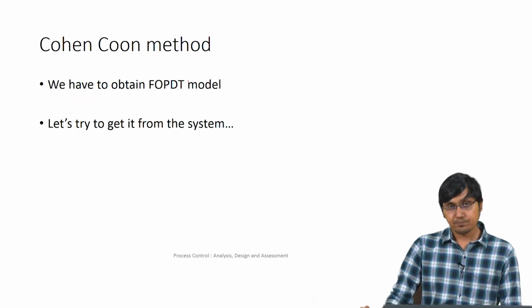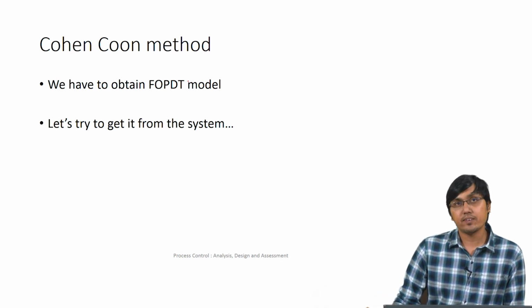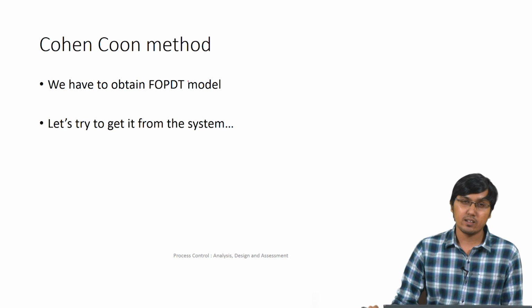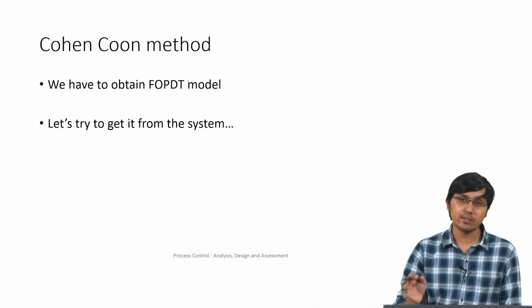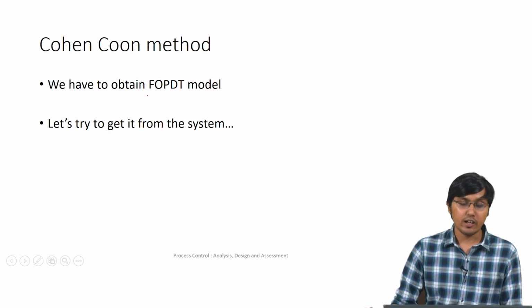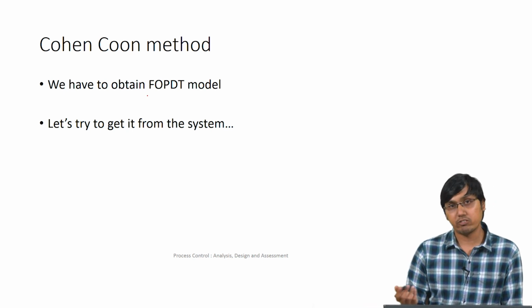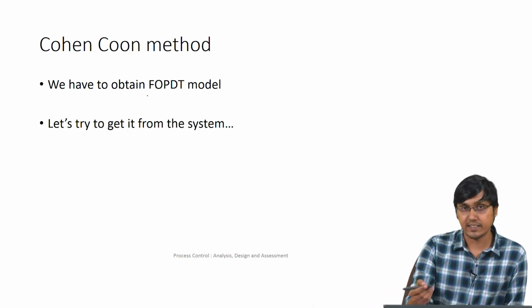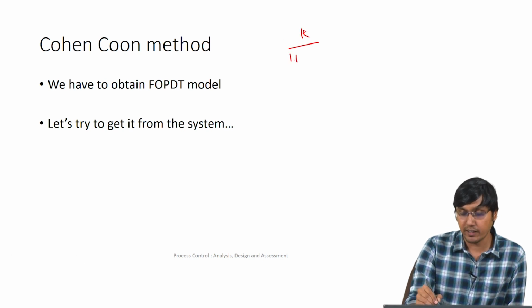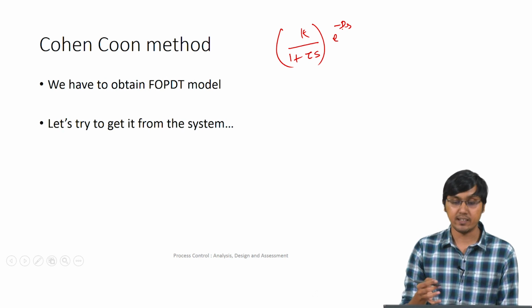Now the next method we are going to see is the Cohen-Coon method. Why this method is interesting is that it is the next widely used method. Here what we are going to do is get a FOPDT model. FOPDT model is nothing but the first order plus dead time process. Any system you can represent as K by 1 plus tau s, into e power minus ds. So this is something that you can represent any system with.